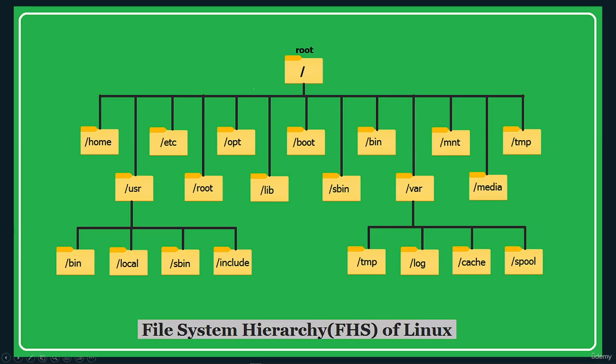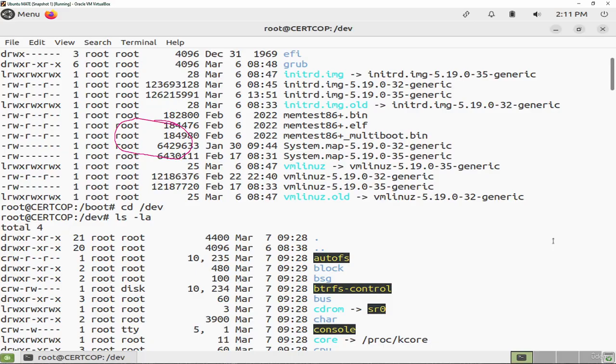Then we have etc. Etc, an important directory because it has system-wide configuration files. So it contains configuration files required by all programs. It also has startup and shutdown shell scripts to start up individual programs. You've got etc, for example, the resolv.conf file and many other files.